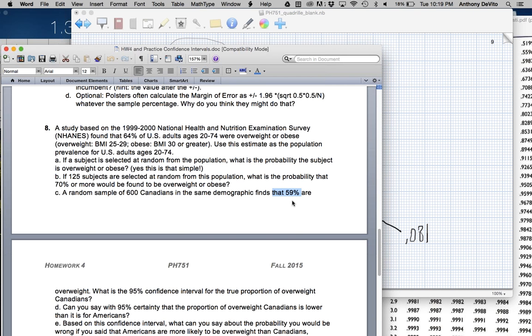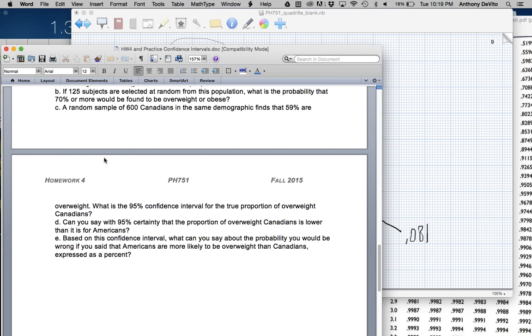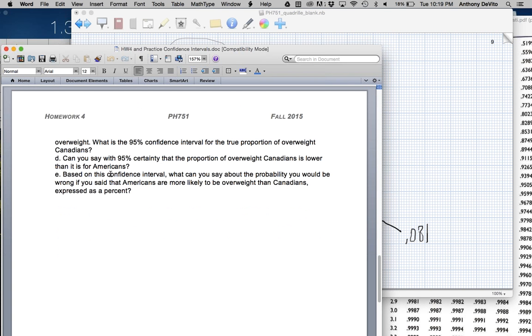So you have to work from a confidence interval, not from an absolute number like here, where you know that the population is 64% obese, right? Is that 64% inside of that confidence interval, so you can't really say that they're different, or is it outside of that confidence interval, which allows you to say with that level of confidence that they are indeed different? I'll leave that up for you to actually calculate. Based on this confidence, and what you can say about the probability, you'd be wrong if you said Americans were more likely to be overweight than Canadians. That, of course, is going to be based on whether or not that 64% is inside or outside of the confidence interval that you have for Canadians.